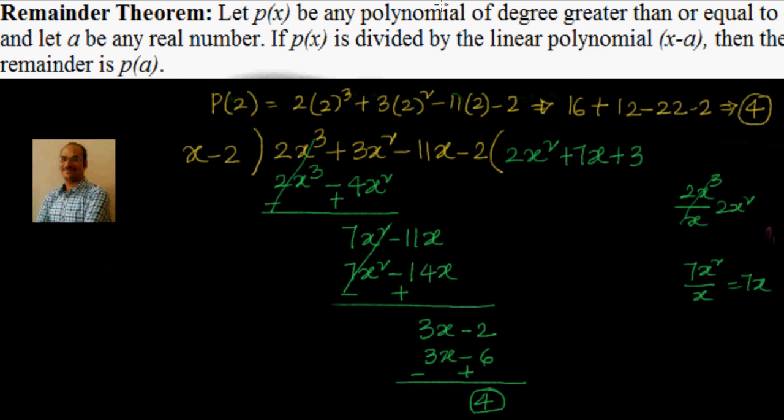If we are dividing a polynomial of degree greater than or equal to 1 by a linear polynomial x minus a, then the remainder is equal to P of a, or simply the substitution of the value x equal to a in the polynomial gives the remainder. So that's how we have seen the remainder theorem, and we have also checked with one example whether the remainder theorem works out properly or not.